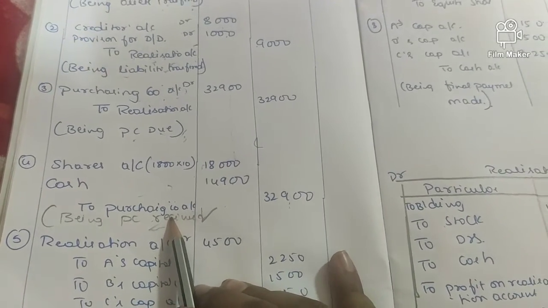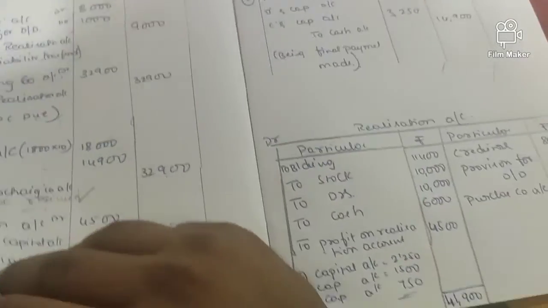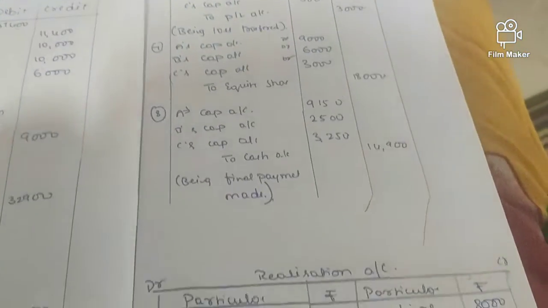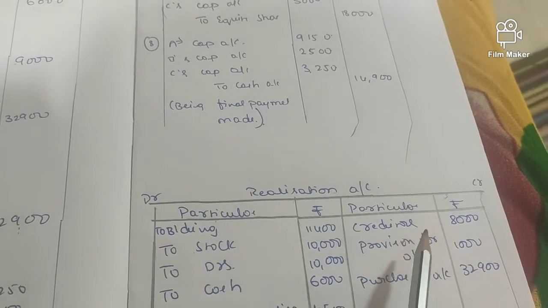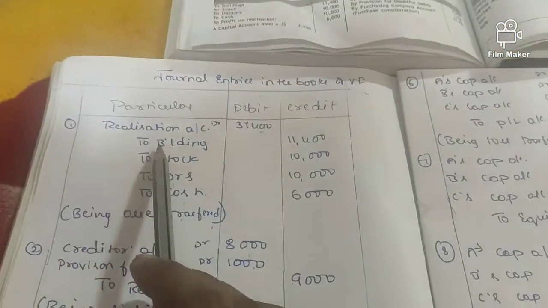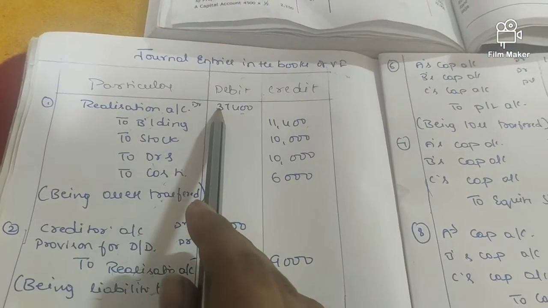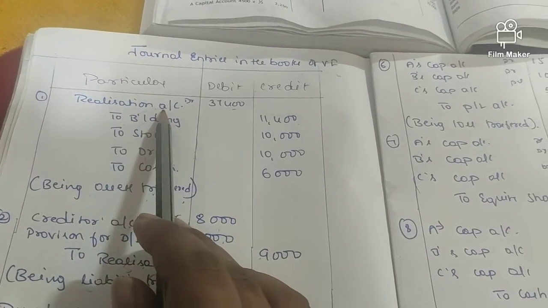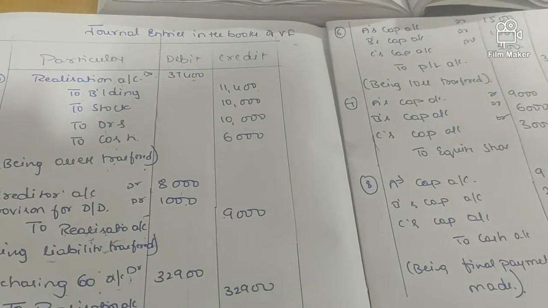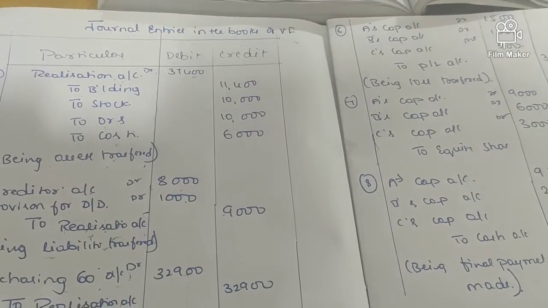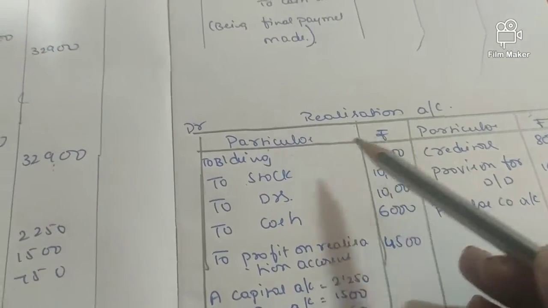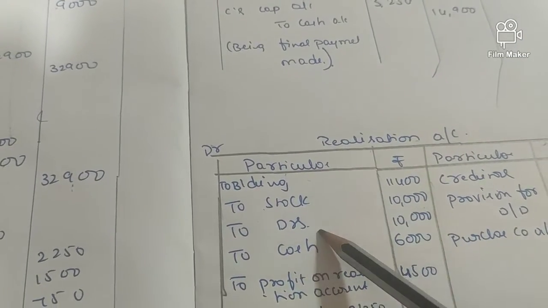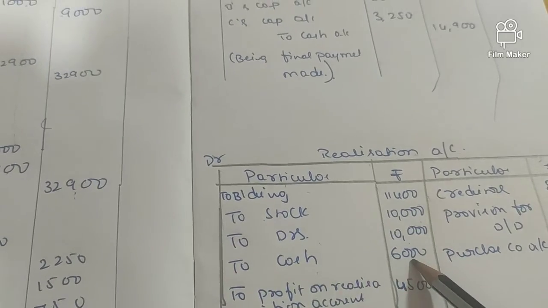After this, simultaneously we will prepare the realization account to know the profit or loss, and that profit or loss is transferred to the capital account. Look at the problem here. We are preparing the ledger account, that is the realization account, and we have made the format. What is the first entry we have passed? Realization account debit to concerned assets account. So the realization account is on the debit side. On the debit side, we will mention all the items: to building 11,500, to stock 10,000, to debtors 10,000, to cash 6,000.